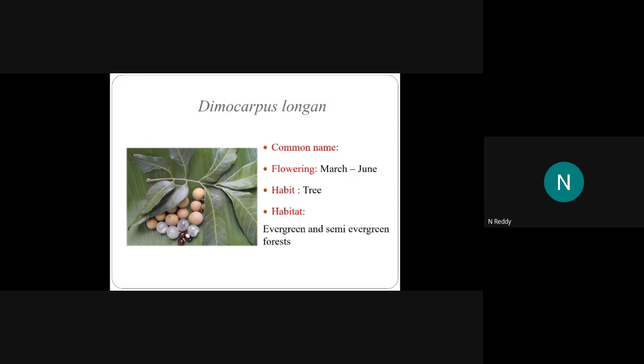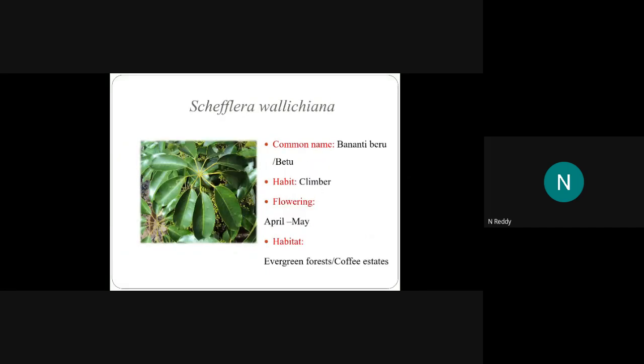This is longan. It flowers during March to June. It's an evergreen tree, grown in evergreen and semi-evergreen forests. This is Schefflera. It's a climber, a little bit harder climber, a hardy plant. It flowers during April and May, and it is a very high nectar yielding plant.